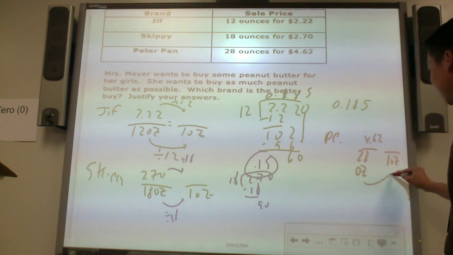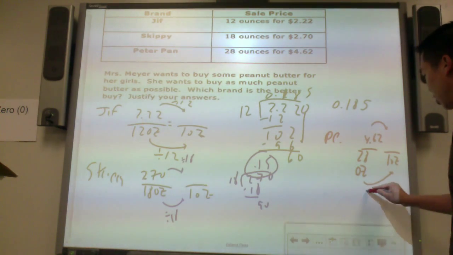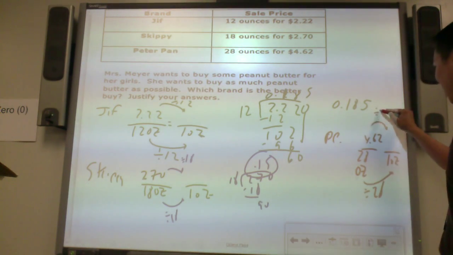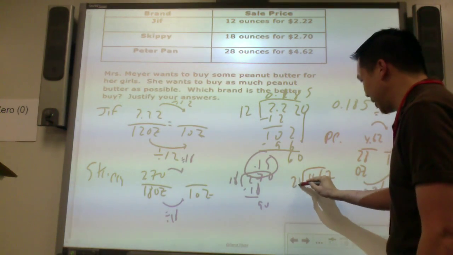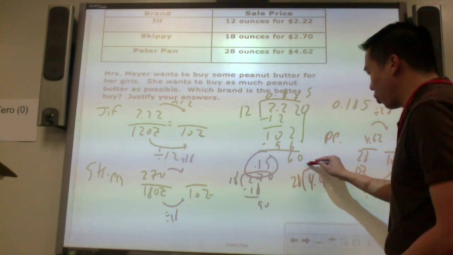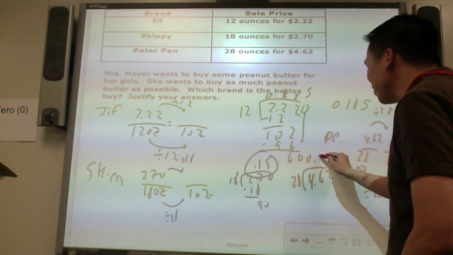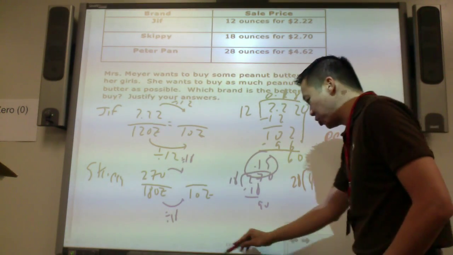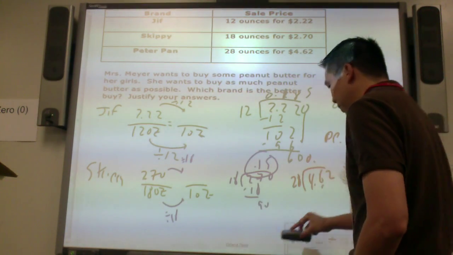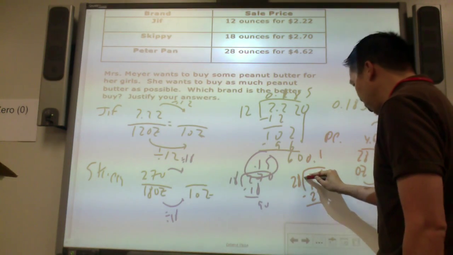So, how do you break down 28 ounces to 1 ounce? You divide by 28. So 462 divided by 28. How many groups of 28 go into 46? I believe it's 2 times. No, that's 56. That's too large. Oh, how embarrassing. So it goes in 1 group. So let's regroup this.